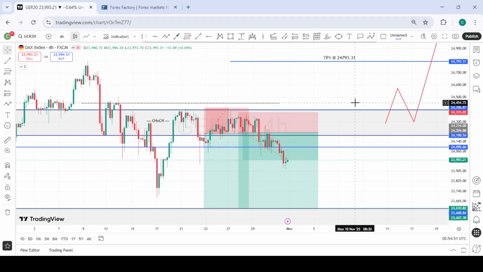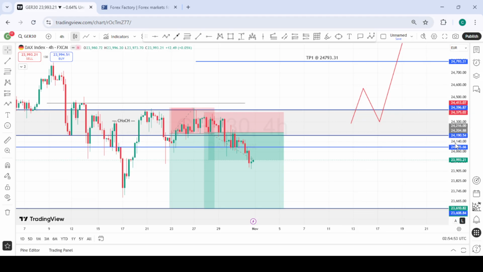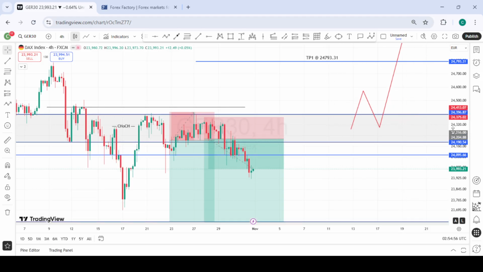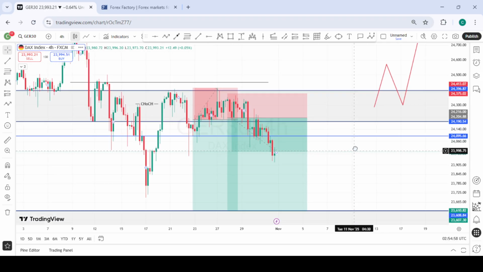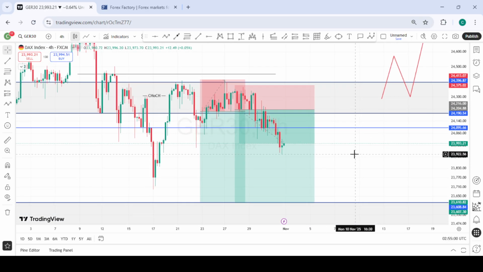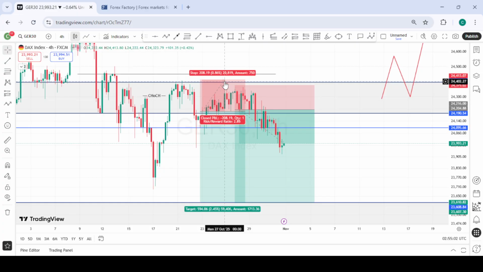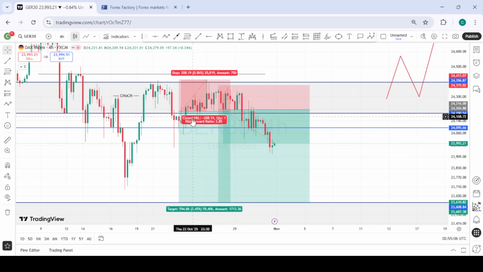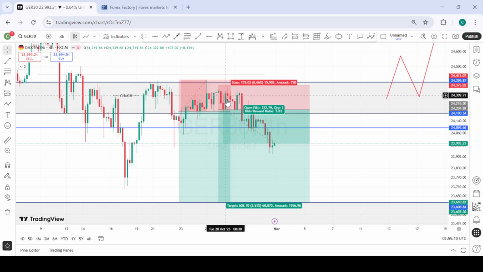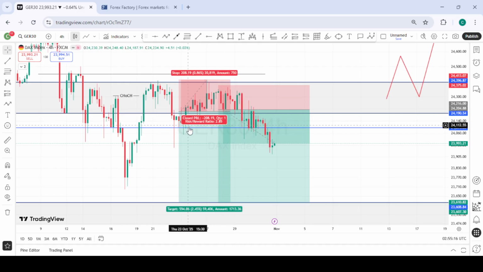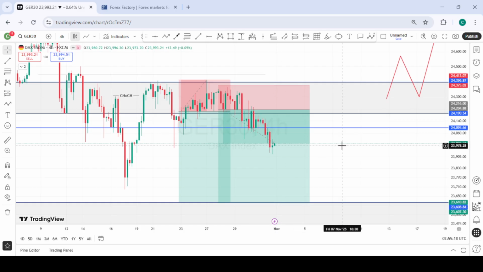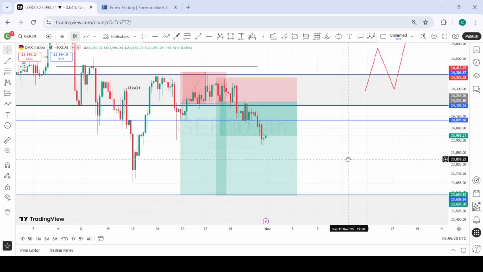We also have German 30. We entered this trade last week, and as markets opened, the SL got hit over here. Later on, price shaped up and gave us a nice head and shoulder formation, which we capitalized on. It broke the neckline, we took our entry on the retest of the neckline, and we are currently in this trade, so we'll be holding on to the TP.